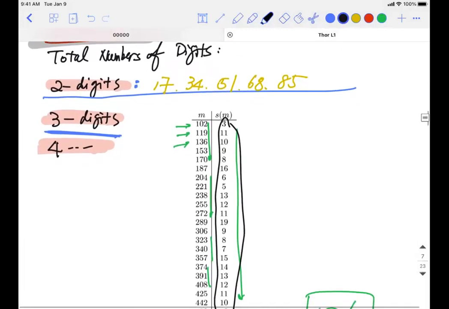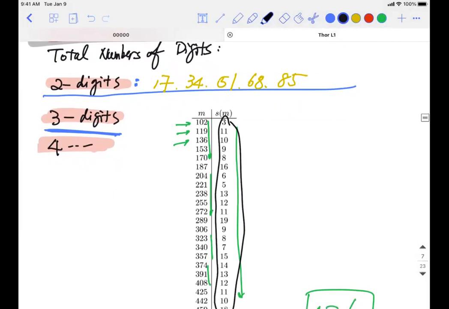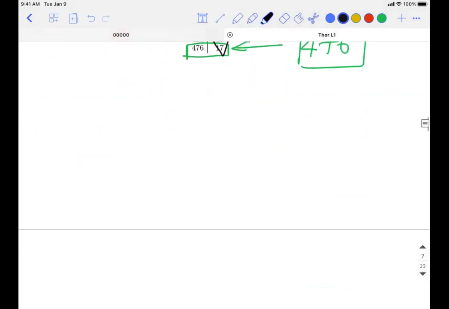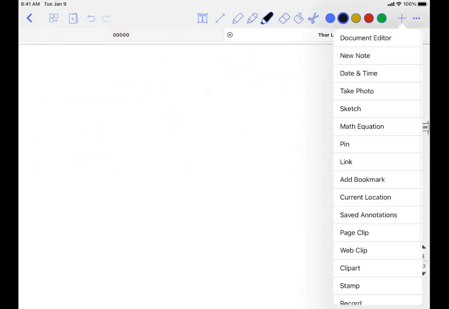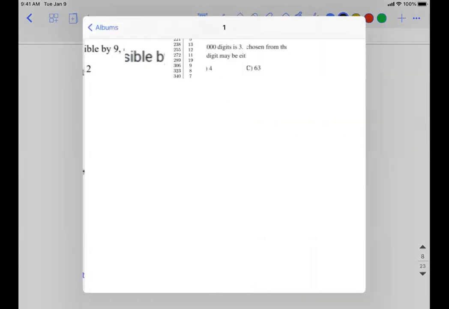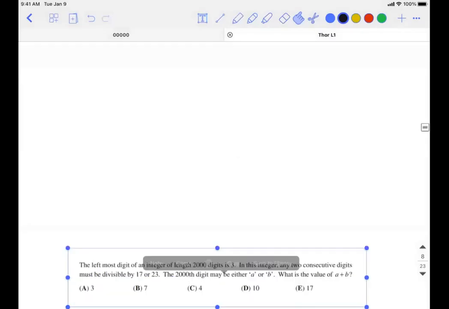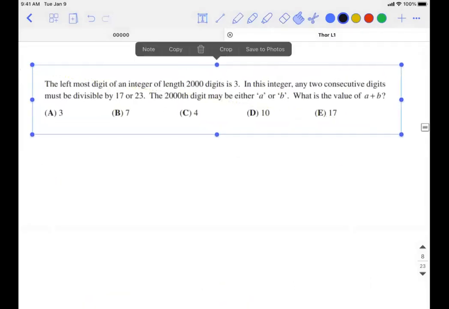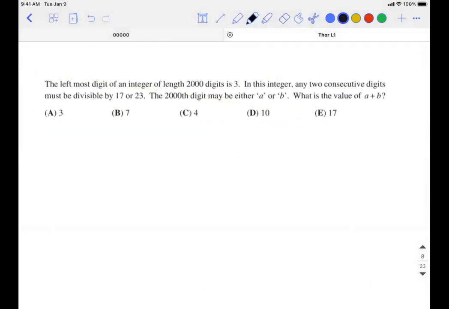Let's jump back to our Canadian exam. Let's go for question number 3. This is a problem from the 2000 Waterloo Cayley, question number 23.